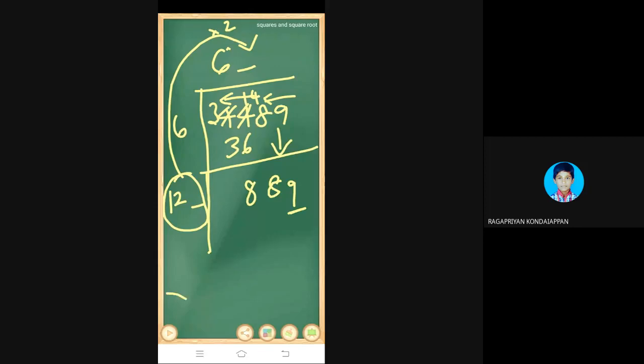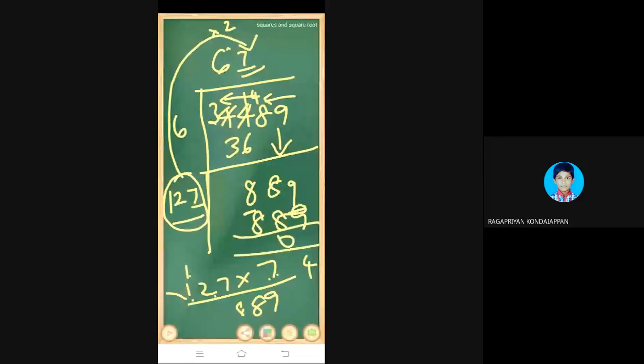3 threes are 9. But if you are multiplying 123 by 3, you won't get the answer. So let us check by 7, because we have 8 here. So let us check 127 into 7. 7 sevens are 49, balance 4. 7 twos are 14 plus 4, 18, balance 1. 7 ones are 7, 7 plus 1, 8. So 127 into 7 is nothing but 889. Remainder is 0. Therefore, the square root of 4489 is nothing but 67.